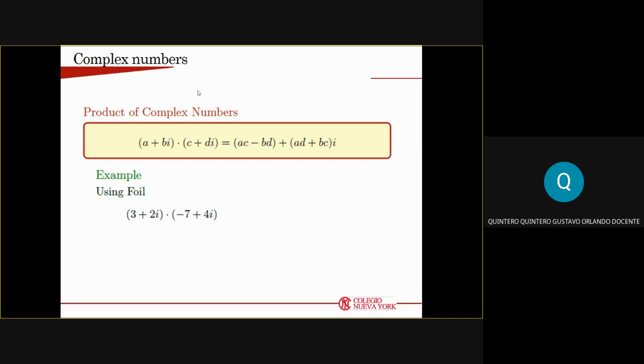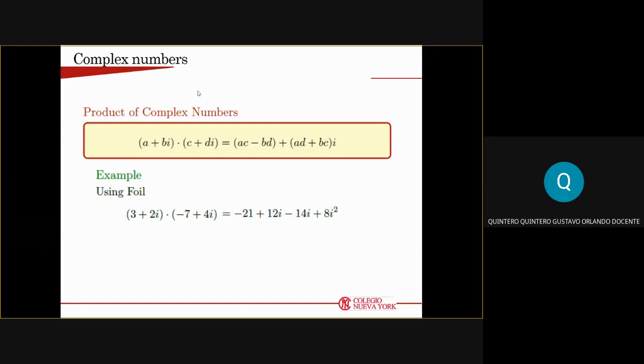All right? Now, did you guys study with someone who explained what FOIL is? All right, beautiful. So guys, please, in the chat, someone explain to me what is FOIL. FOIL means first, outer, inner, last. That's the order that you use to multiply. Yes, sir. First, outer, inner, and last. And that is exactly what we are going to do here.